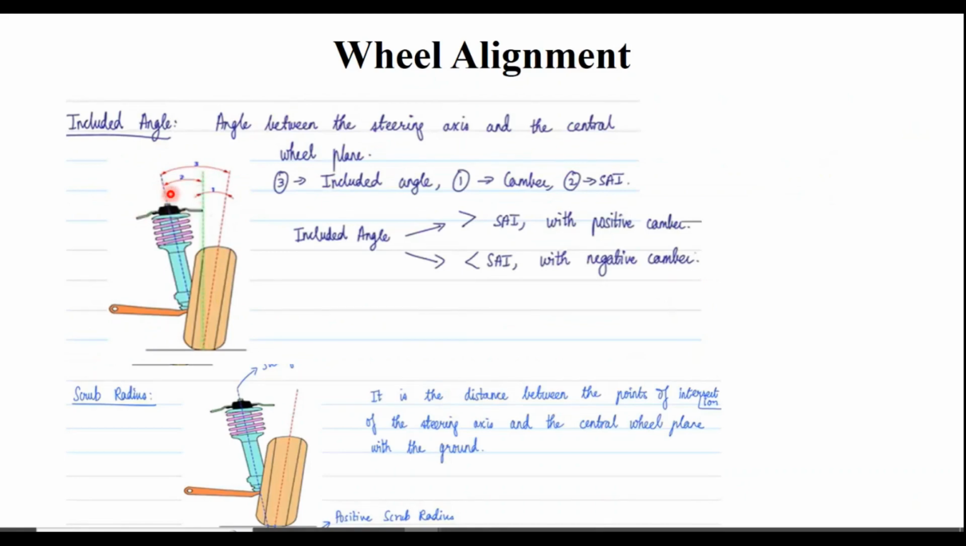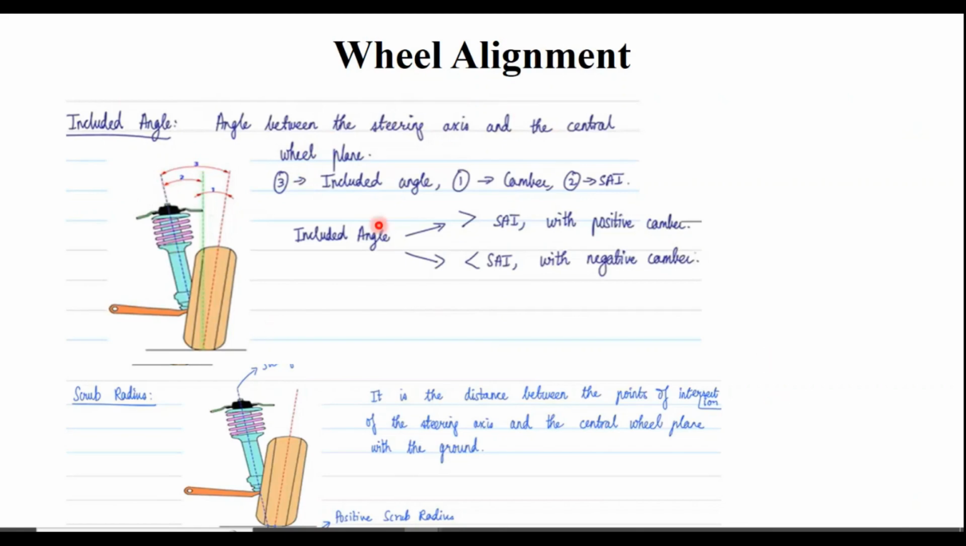And what is the included angle? It is nothing but the summation of 1 and 2. How can I call this? I can call this the angle between the steering axis and the central wheel plane. This is the center wheel plane, the red one. So how can we define this included angle? It is nothing but the angle between the steering axis and the central wheel plane. We call this the included angle.